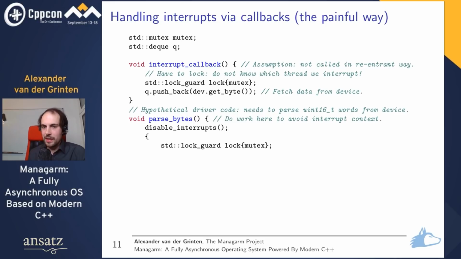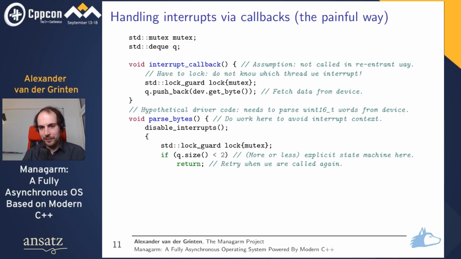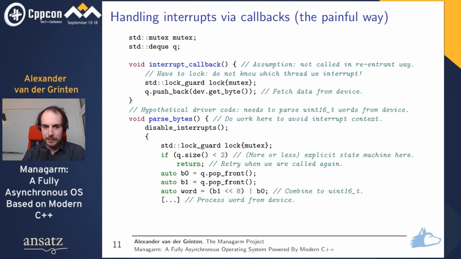And in our toy example, let's assume that we need to parse uint16s, right? So the device gives us uint8s, and we need to parse uint16s. Sounds simple. First thing that we need to do is disable interrupts. Why is that? Because we need to ensure that we do not call into the interrupt callback again while we're accessing the mutex. Otherwise, we can get deadlocks. So then we have to add an implicit state machine here because we do not know the size of the queue. If there are 2 or more bytes, then we are fine, and we just retry the operation if that's not the case. How that works is out of scope here, but this is not so far from a real example.